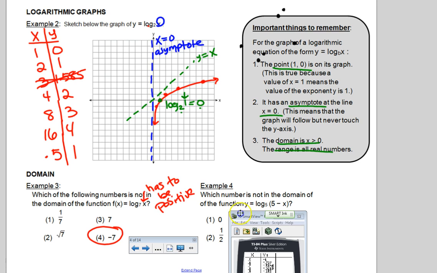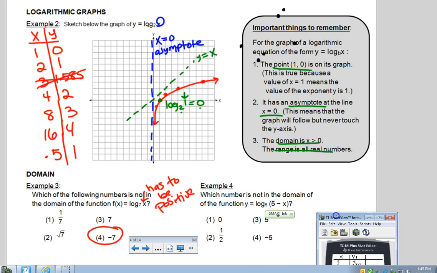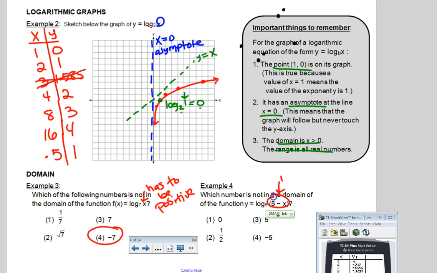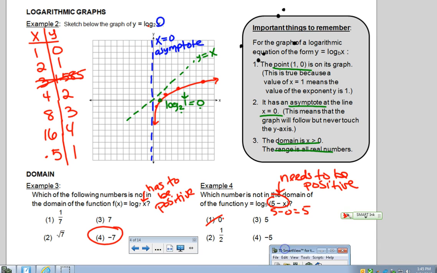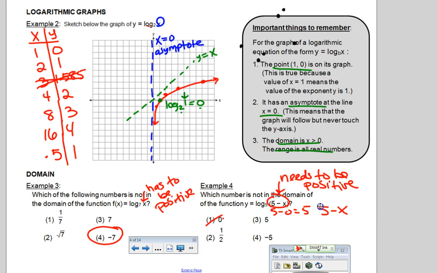So problem number 4, what number is not in the domain? So again, anything after the log, that piece needs to be positive. So you can do one of two things. You can either substitute the numbers in. For instance, check 0. 5 minus 0 is 5. That's positive. That'll work. You can keep on going with the rest. Or you can set up this equation. I know that the 5 minus x needs to be positive. That means more than 0. So I can go ahead and then solve this if I really want to.